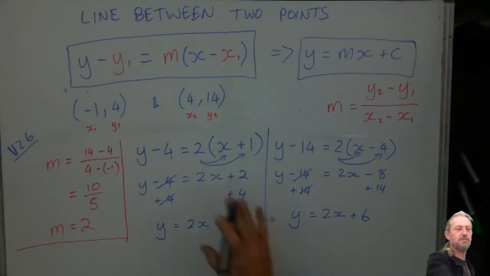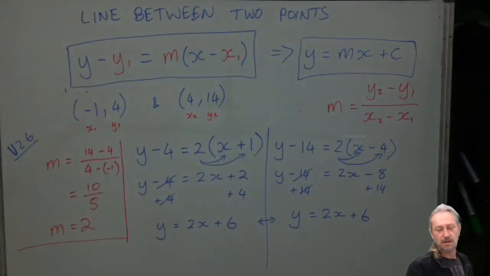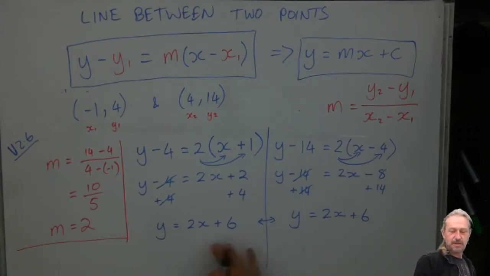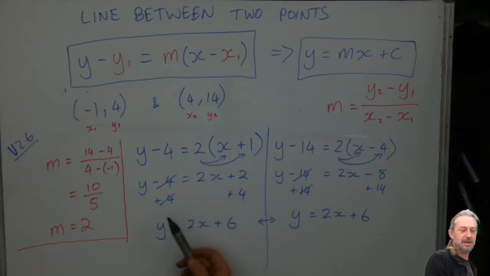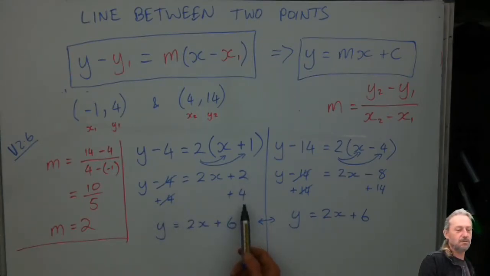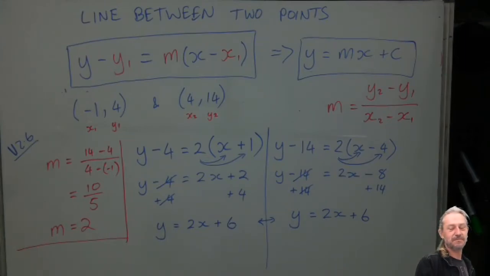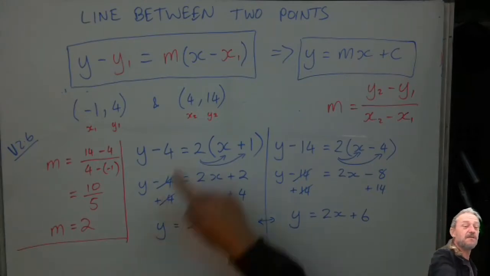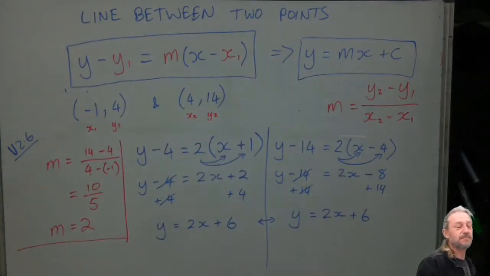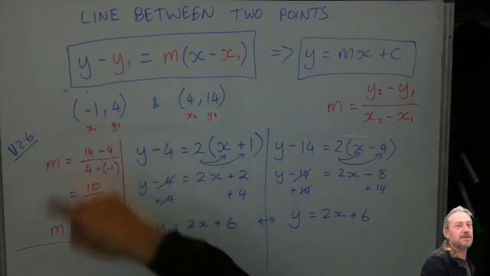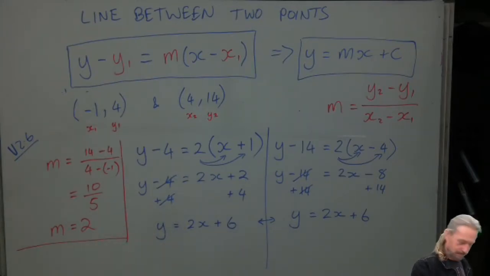So it doesn't matter which point you use, you should still end up with the same answer, but I'm sure you can see that 2 plus 4 is easier to do than negative 8 plus 14. You're usually picking the one with the smallest numbers. Sometimes if you've got one with 2 negative numbers or 2 positive numbers, the positive numbers might be easier.